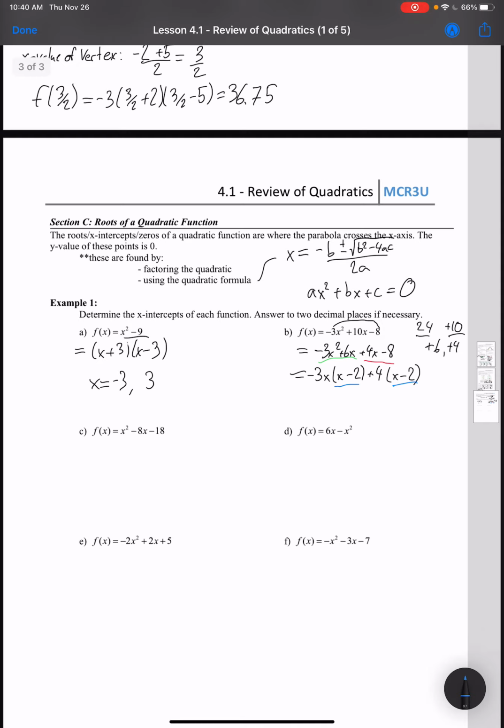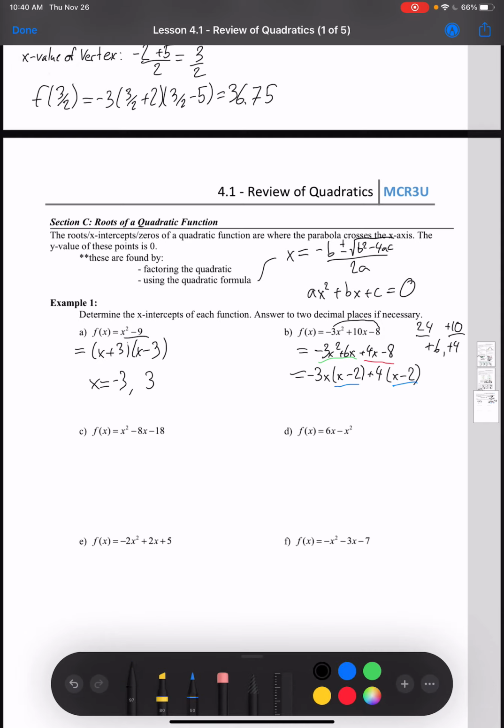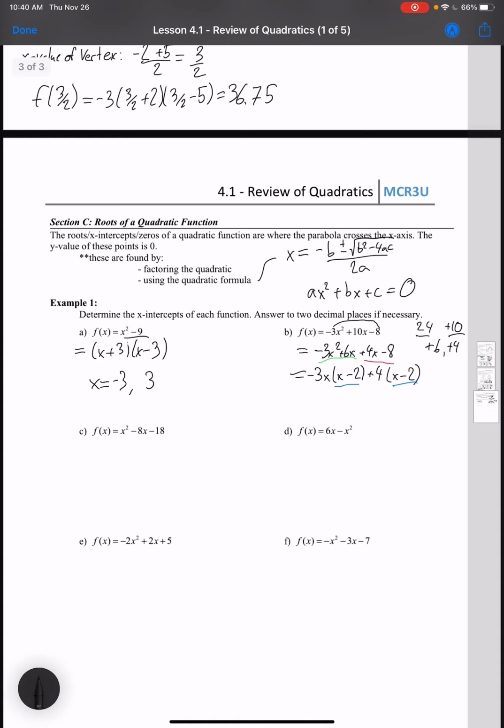So essentially what you can do then is just factor by common factor again, taking out the x minus 2. What's left is a minus 3x and a 4. So you get x minus 2, and I'm just going to write this as 4 minus 3x. You could write it as negative 3x plus 4, but just for neatness, it looks nicer that way.